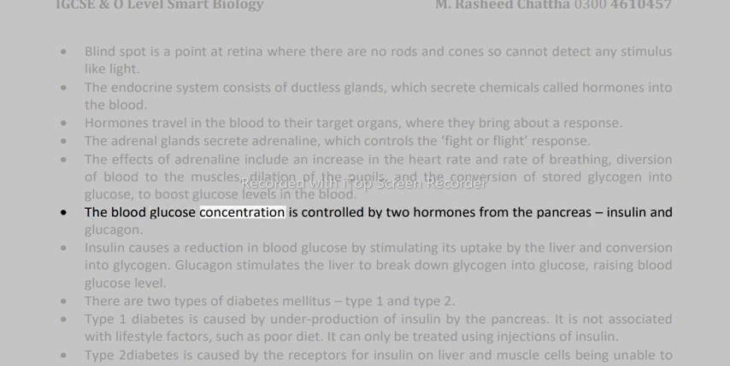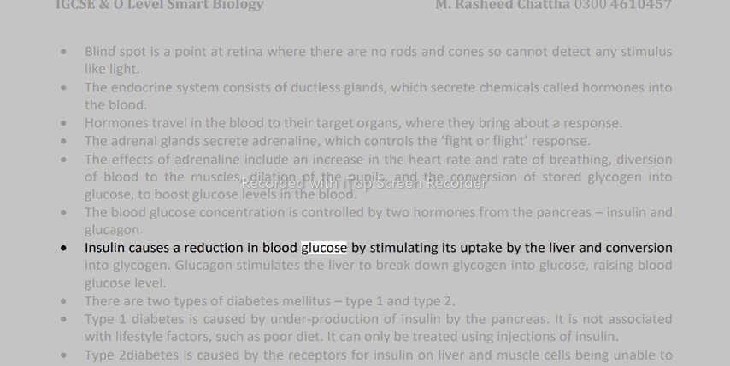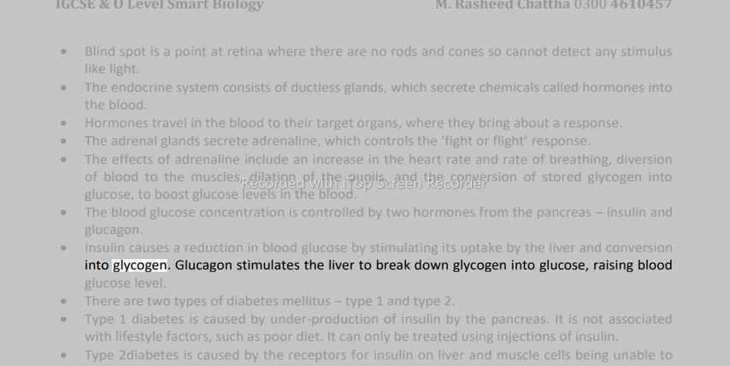The blood glucose concentration is controlled by two hormones from the pancreas, insulin and glucagon. Insulin causes a reduction in blood glucose by stimulating its uptake by the liver and conversion into glycogen. Glucagon stimulates the liver to break down glycogen into glucose, raising blood glucose level.